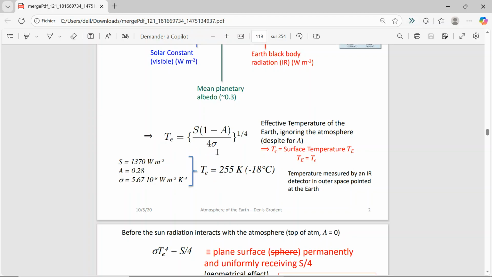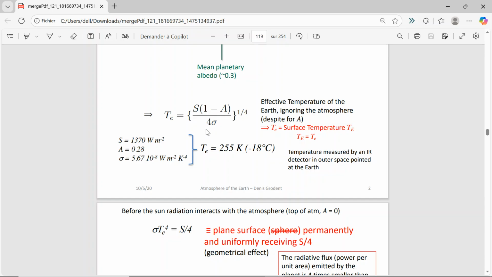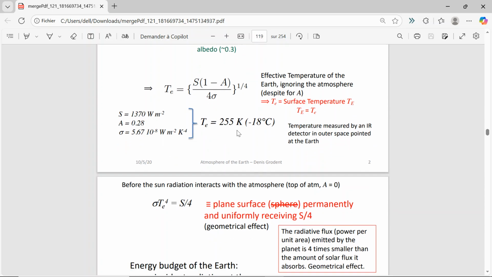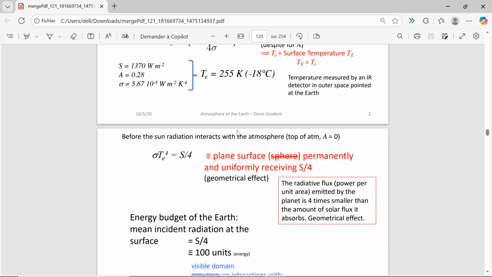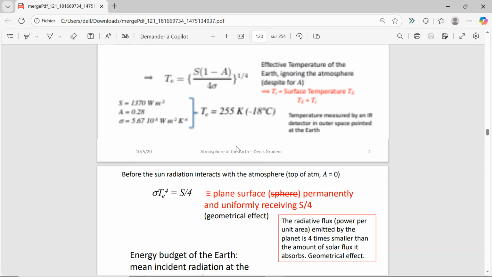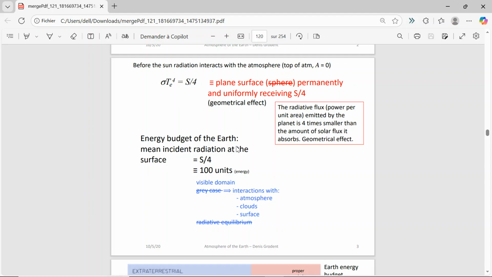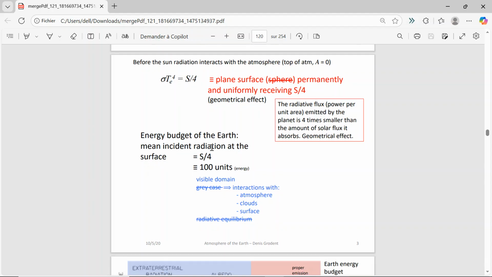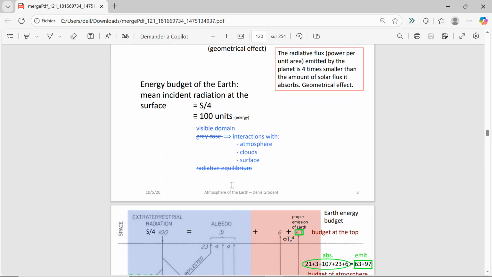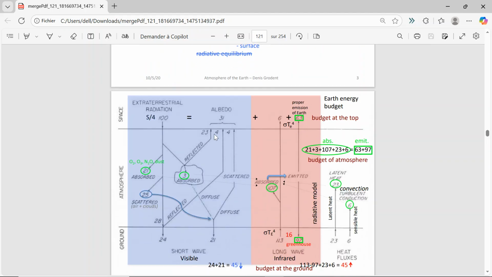So we have something called the photosphere, where the Earth is emitting, which is not the ground. It is the temperature measured by an infrared detector in outer space pointed at the Earth. So assuming that it is over 4, solar radiation is assumed to be equal to 100 units.